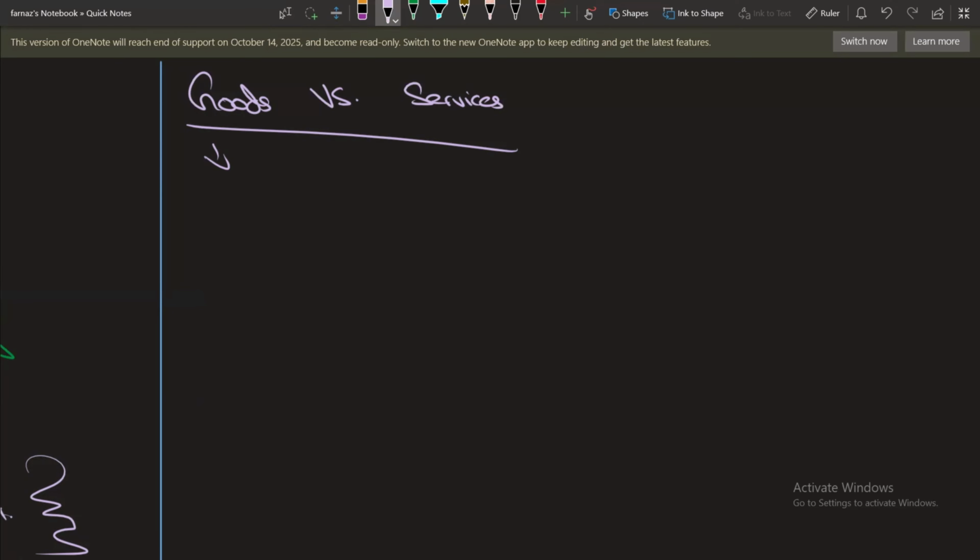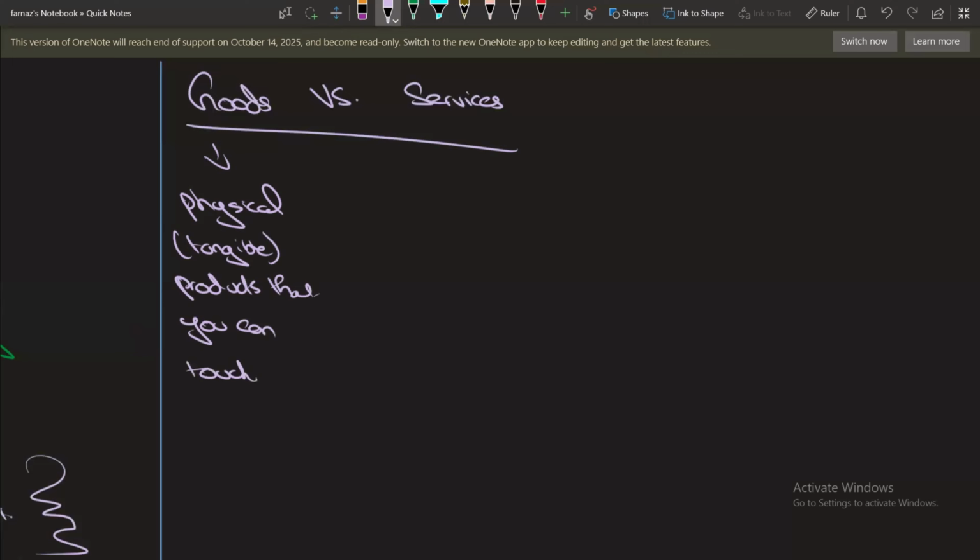What? Wrong. Zero. Goods is any kind of physical, or you can use the word tangible, physical products that you can touch. Okay, this is how you define a good. And if you give an example, that's even better. Okay, for example, your shoes or your iPhone or burger.